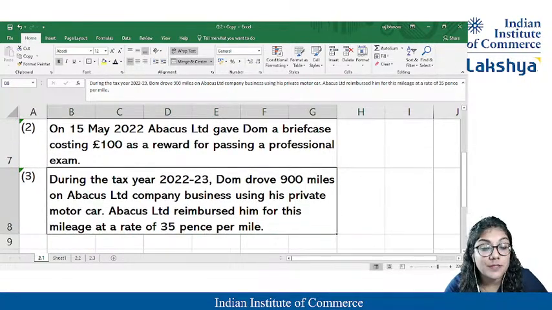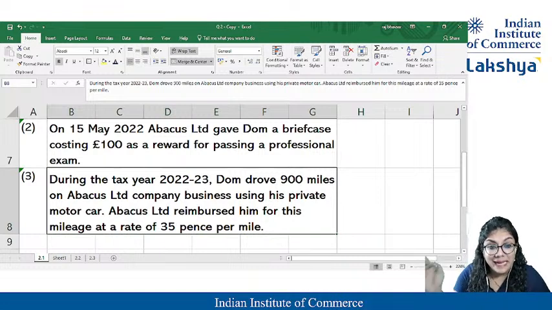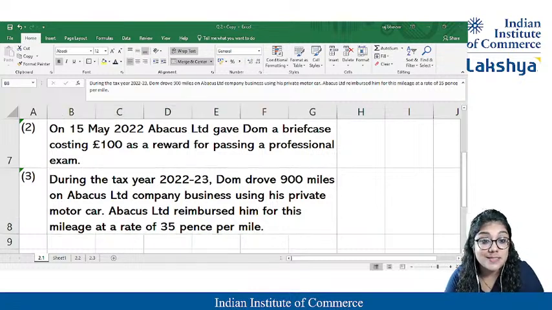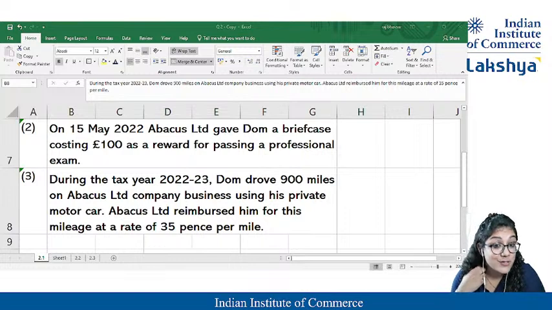During the current year, the employee drove 900 miles for Abacus. Okay, students, this was the same transaction. This is the same entry, the same adjustment which was tested in the previous question also. So maybe it becomes important. So what have they told?